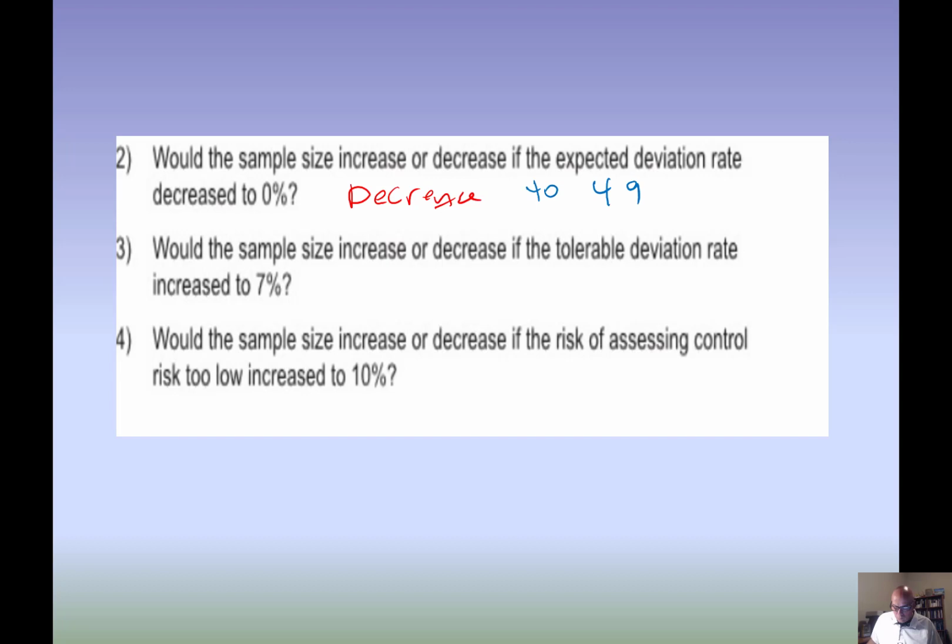Would sample size increase or decrease if the tolerable deviation rate increased? Tolerable deviation rate means I'm willing to accept more deviation from the control. So what's going to happen? My sample size is going to decrease, because I'm willing to accept more deviation from that control. I must be telling you, hey, this control, I'm not going to rely on it as much. I've assessed my control risk at, say, moderate. But let's just confirm with the table.